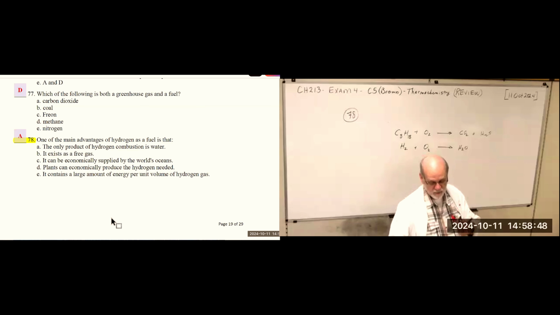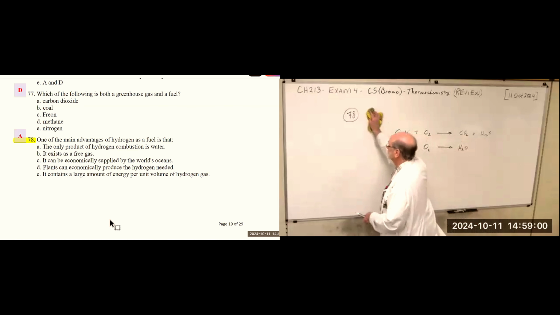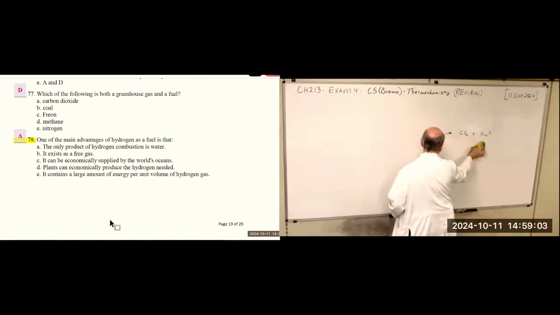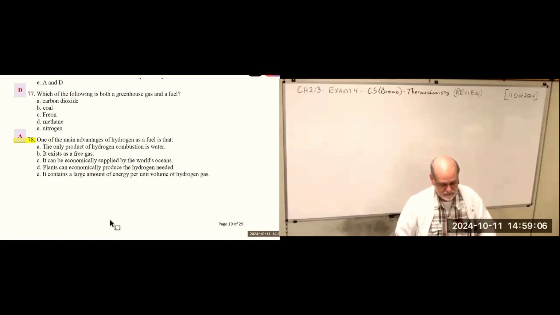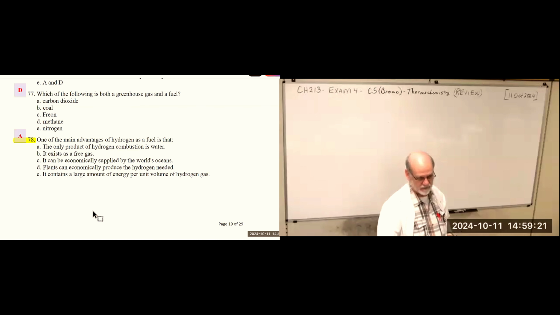Okay, so the answer is the only product of hydrogen combustion is water. That's the main advantage of hydrogen. Now, there are other advantages, of course, but that's the main one from an environmental standpoint. And you don't have to just burn it. Right? You can run it through a fuel cell and get electricity directly. In fact, that's what they used on the Apollo missions to the moon, fuel cells. So they had a hydrogen tank and they had an oxygen tank for breathing air. Plus they used some of that oxygen in the fuel cell to power the spacecraft.